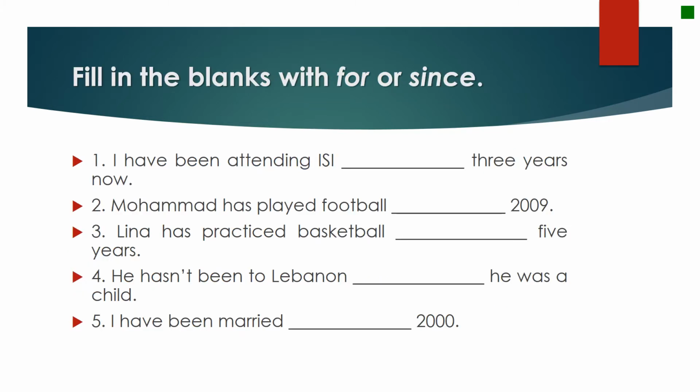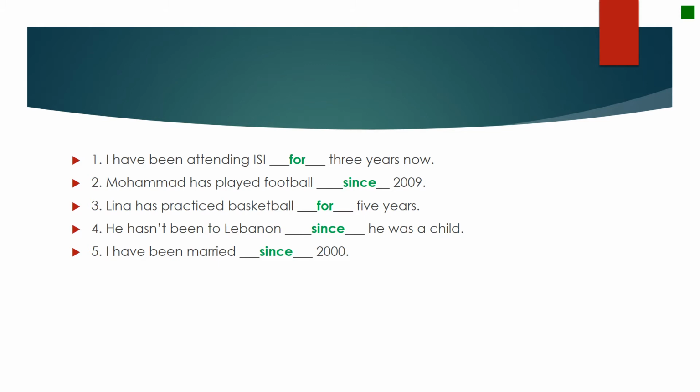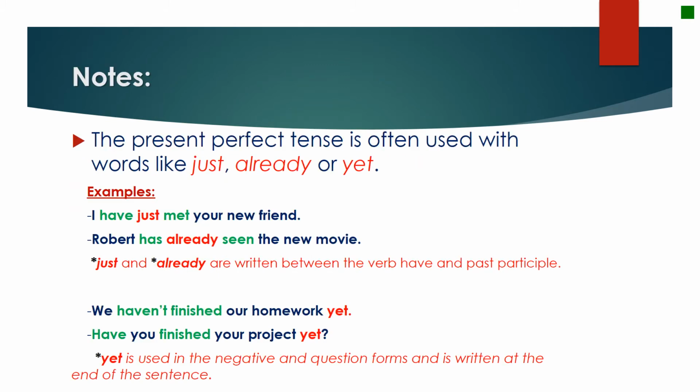We also did those exercises in class. Now the present perfect tense is often used with words like just, already, and yet. So please be careful with those. I have just met your new friend. Mind where we added the just. It's between the have and the met. Robert has already seen the movie. Also between the has and the seen. Between verb to have and the past participle.